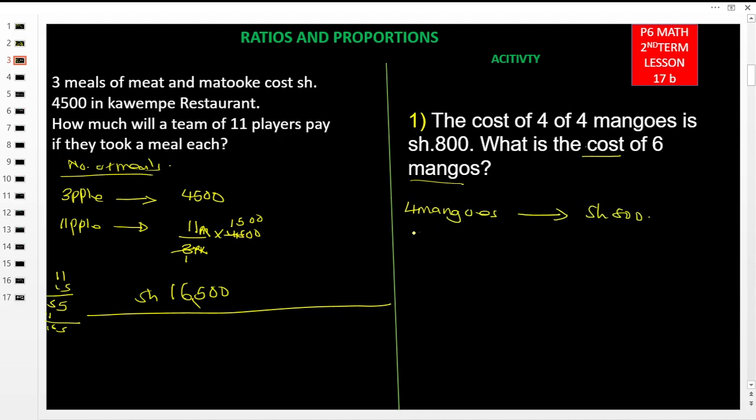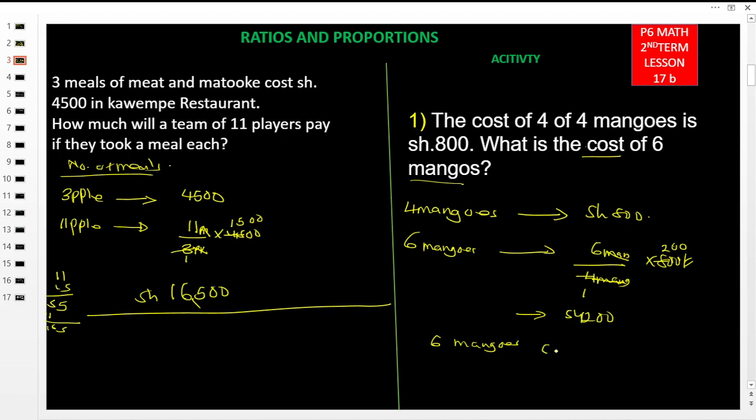800 shillings. How about the cost of 6 mangoes? It's going to be inverted L, right? 6 mangoes over 4 mangoes, then that is 800 shillings. Mangoes with the mangoes, by 4 1. How many 4s are in 8? 2, then 0, then 0. So 2 times 6 gives us 12, then add on zeros. So 6 mangoes cost 1,200 shillings.